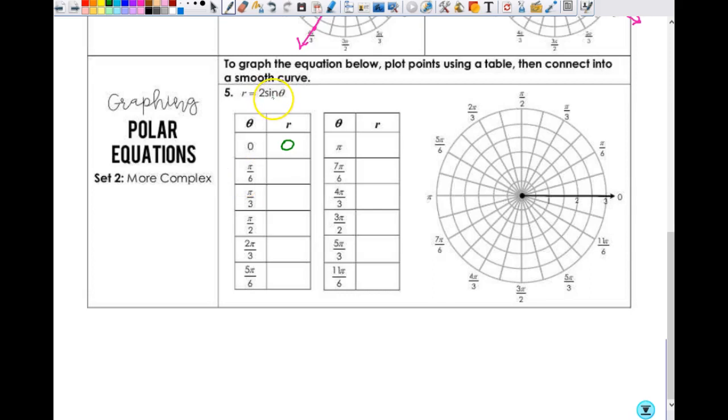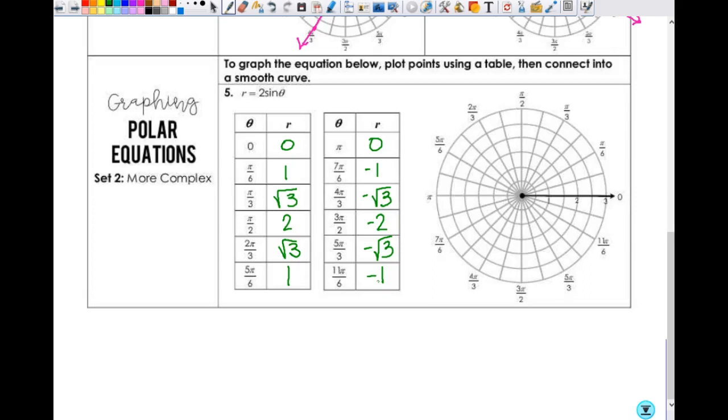When theta is pi 6, what's sine? When theta is pi 6, sine is 1/2. 1/2 times 2 is 1. Okay, so go ahead and fill in the rest of that chart. All right, do y'all agree with my chart?